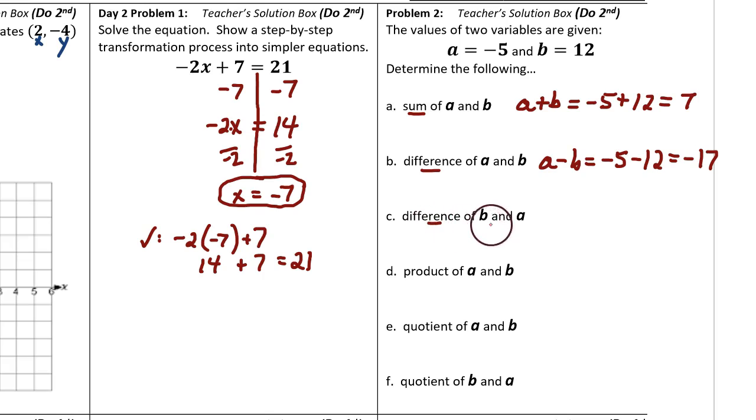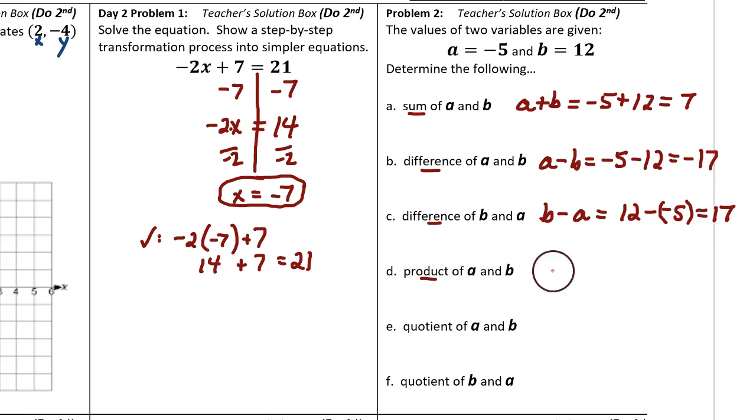Next, we want the difference of B and A. So that's B minus A. B is 12 minus, and A is negative 5. When you have a subtraction and a negative side by side, it's common to put the number in parentheses just to help the readability of this. 12 subtract negative 5 is 17.